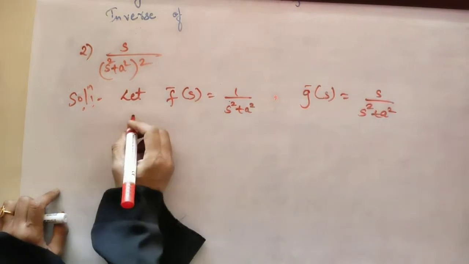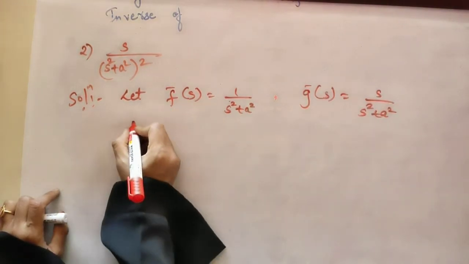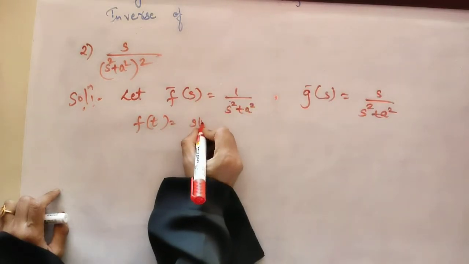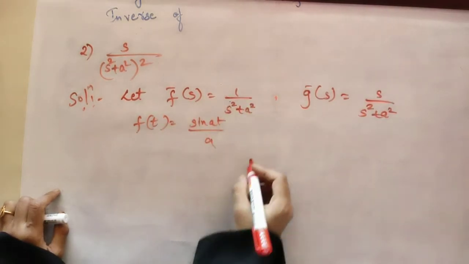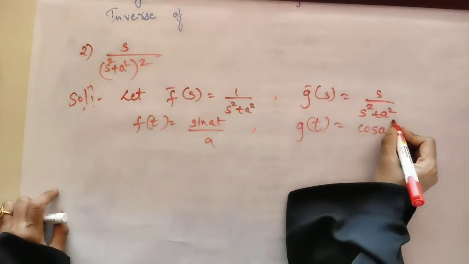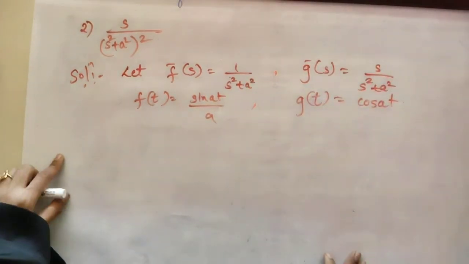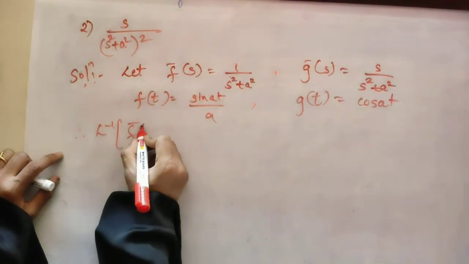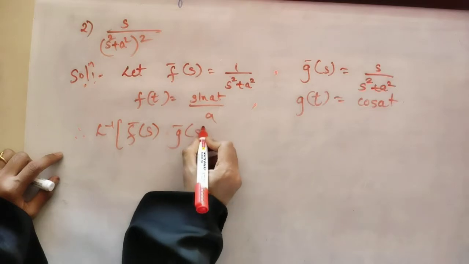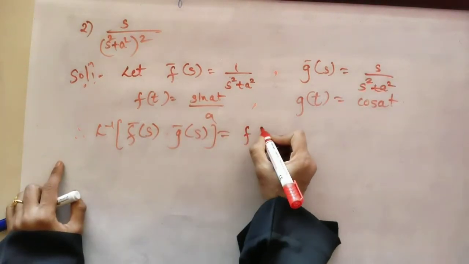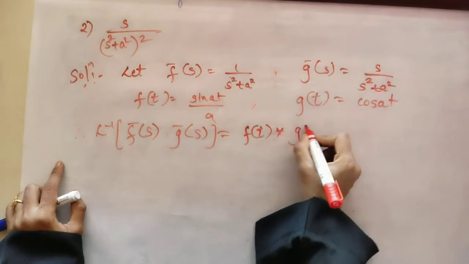Now if f bar of s is this, what is f of t? F of t, find the L inverse, it is sine at by a. What is g of t from here? Definitely it is cos at. Yes or no? Once you are done with this, we know that L inverse of f bar of s into g bar of s is equal to f of t star g of t.